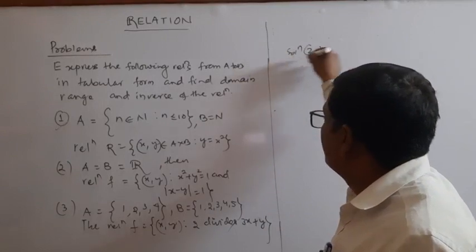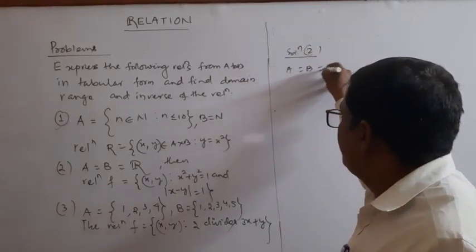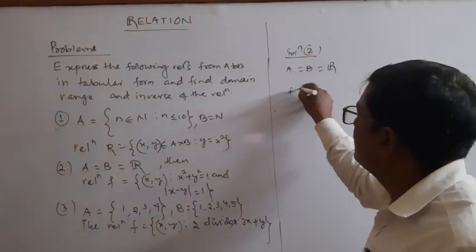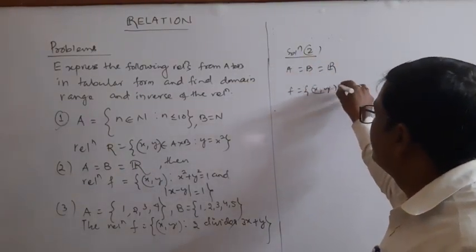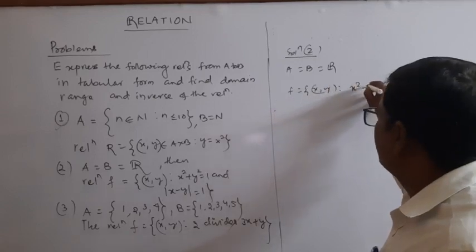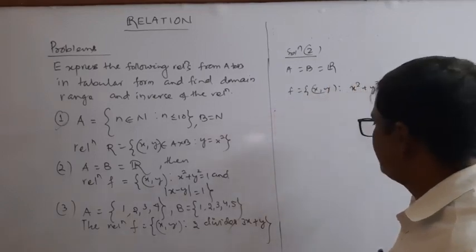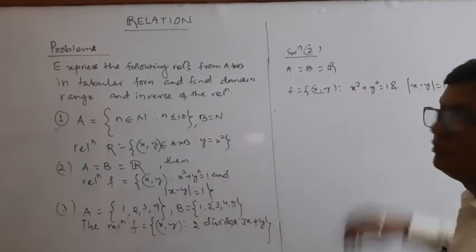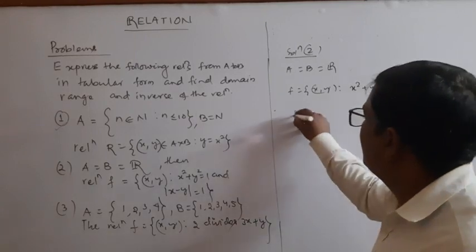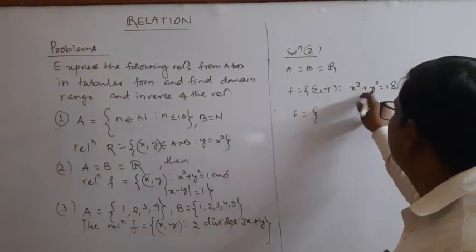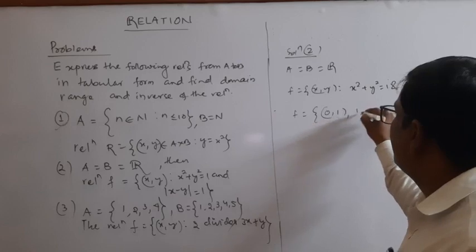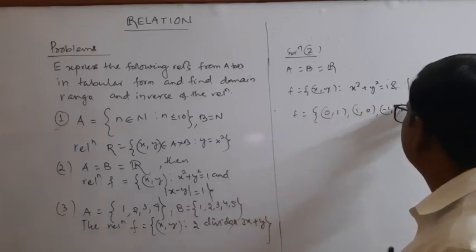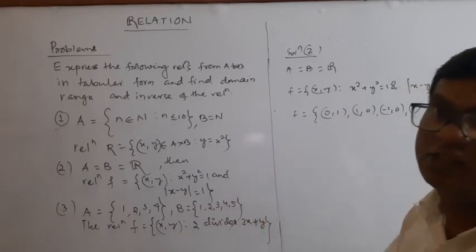So solution of question number 2: A is equal to B equal to the set of real numbers, and f is equal to {(x, y) such that x square plus y square is equal to 1 and mod of x minus y is equal to 1}. So f is equal to {(0, 1), (1, 0), (-1, 0), (0, -1)}. These are the conditions. This is the relation.